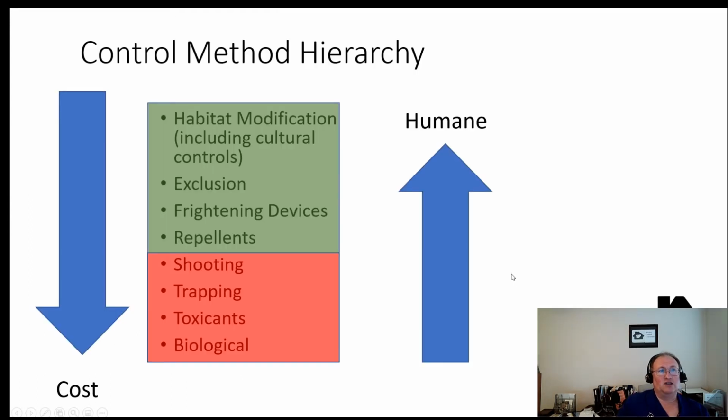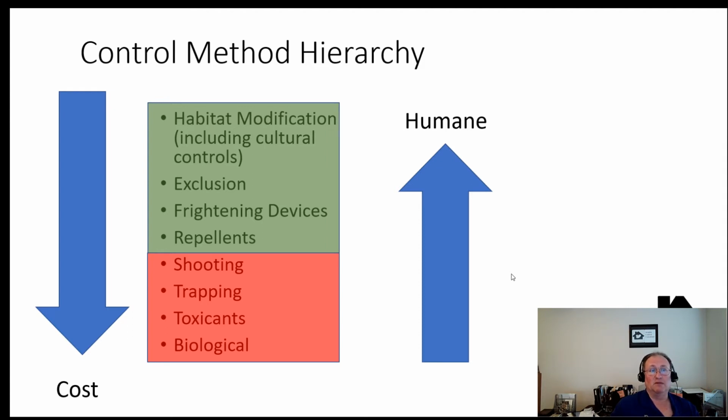So one of the things that you want to look at here is how the control methods are organized. Again, we're not looking at the biology of the animal. We're not looking at the life history of the animal, how many young it has. This is simply your client says, I have X. I want it gone. How can we go about doing that? And so this is where all the control methods that are going to be brought to bear would fall into one of these categories.